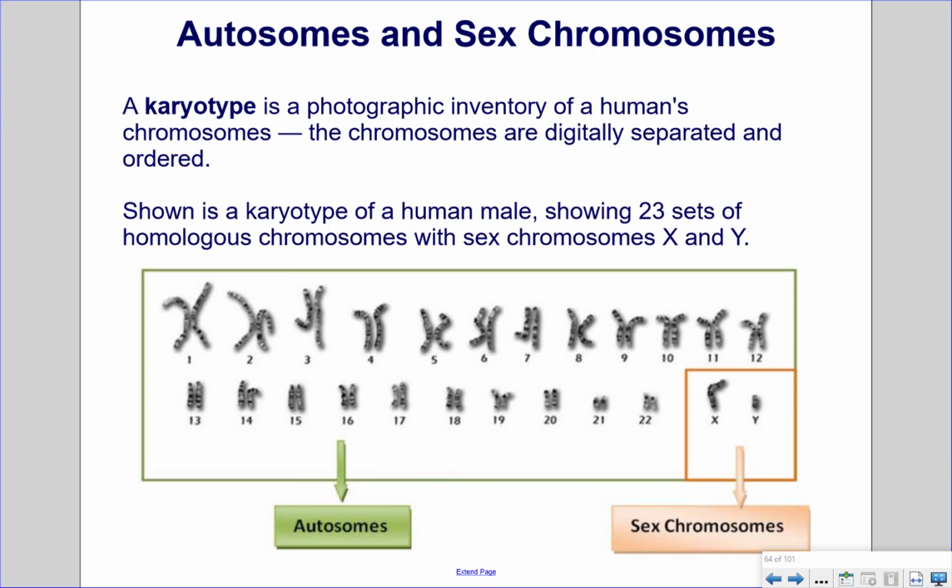Shown is a karyotype of a human male, showing 23 sets of homologous chromosomes with sex chromosomes X and Y. Notice that the autosomes are ordered in descending size, so chromosome pair number 1 is the largest, and chromosome pair number 22 is the smallest.